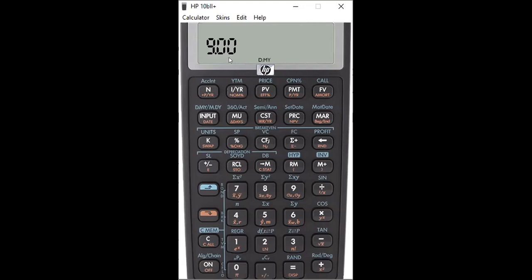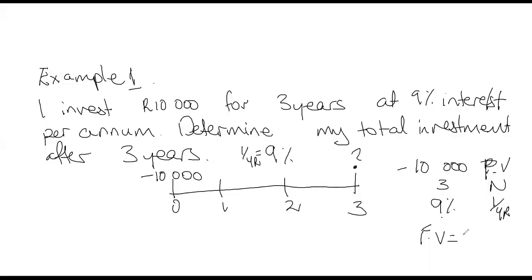Then I press I/YR for interest. And then I want to get the future value, so I press the FV button. And you get 12,950. Okay. So that would be the answer here.